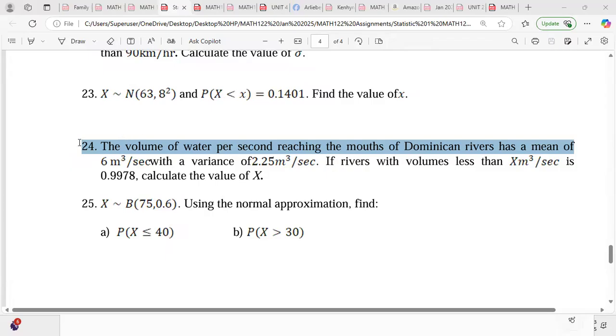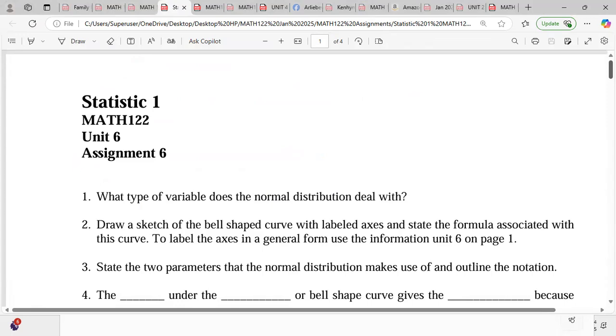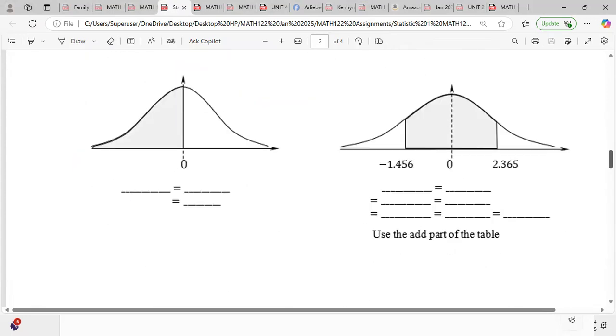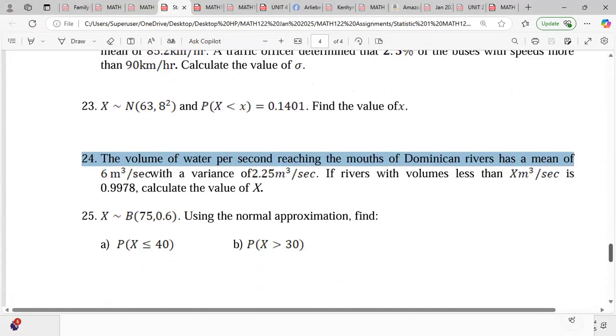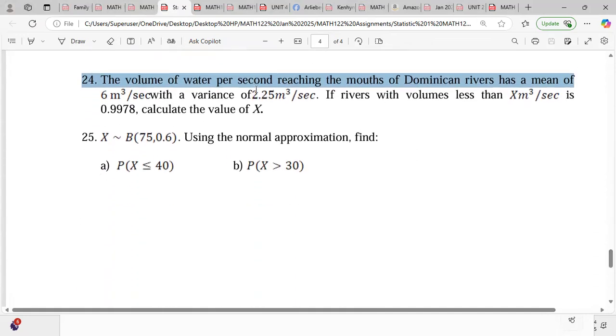In this recording, we are going to discuss number 24 in the statistics 1, math 1 to 2, unit 6, assignment 6, number 24. It says the volume of water per second reaching the mouths of Dominican rivers has a mean of 6. So the mean is provided and a variance of 2.25. Now remember, we have to square root the variance to get the standard deviation, because to standardize is x minus mu over sigma, right? So the mean is given and the variance is given.